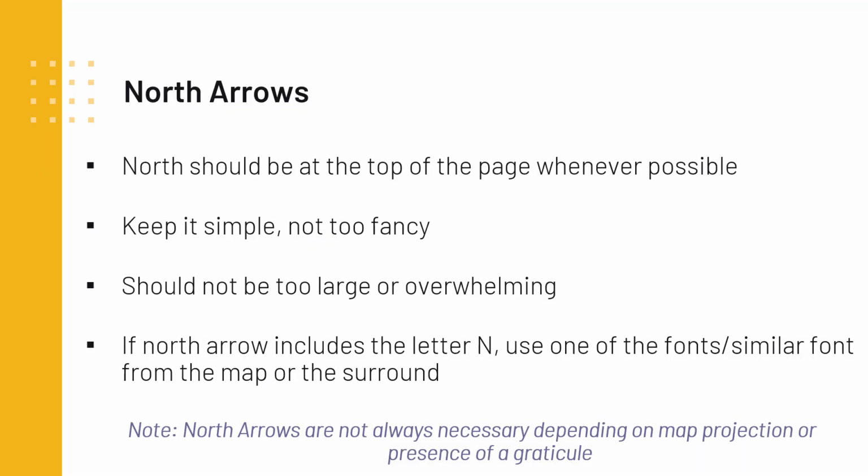Next, we're going to speak about north arrows. North arrows should be placed at the top of the page wherever possible. Try to keep it simple, not too fancy, unless that's the style of your map. They shouldn't be too large or overwhelming. And if the north arrow includes the letter N on it, try to use one that's in a font similar to the font that you're using on the rest of your map. It's important to note north arrows are not always necessary, and in fact are even wrong in some cases. But this depends on the map projection. So one other option would be if you choose to use a graticule instead of a north arrow to give you a sense of where north is.